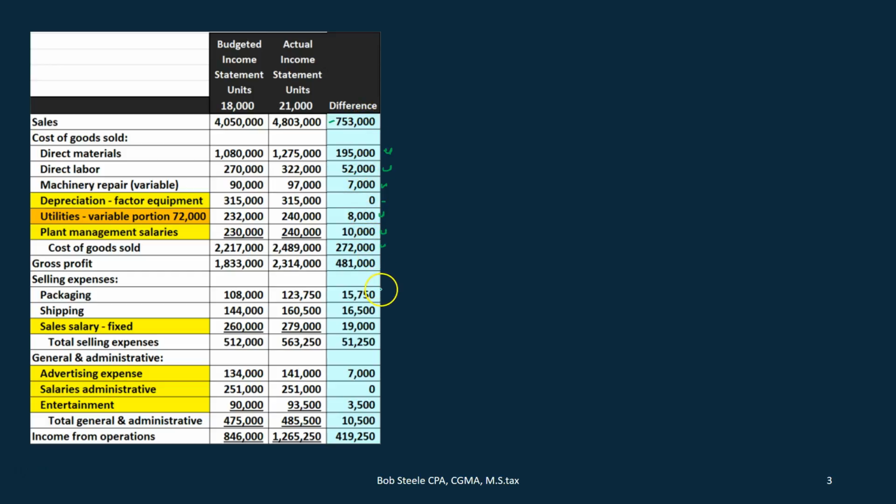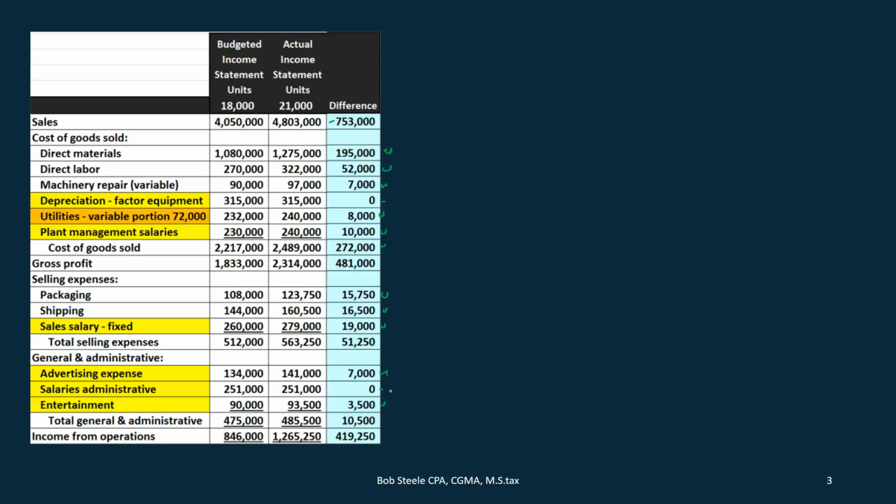And then if we take a look at the selling expenses, the packaging, this is what we budgeted, this is what happened. That's not good, that's unfavorable. The shipping, this is what we budgeted, this is what actually happened, unfavorable. The salaries, unfavorable. So we see kind of a big trend happening here. The advertising is unfavorable, no change here, and unfavorable.